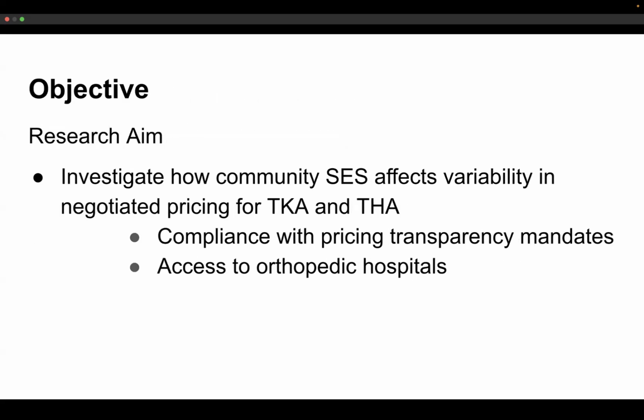The main objective of my study was to examine whether hospitals in low socioeconomic areas show more pricing variability for lower extremity elective procedures such as total hip arthroplasty and total knee arthroplasty when compared to high socioeconomic status hospitals.